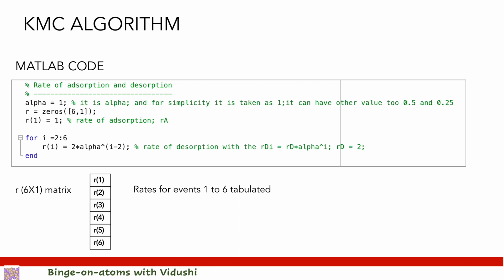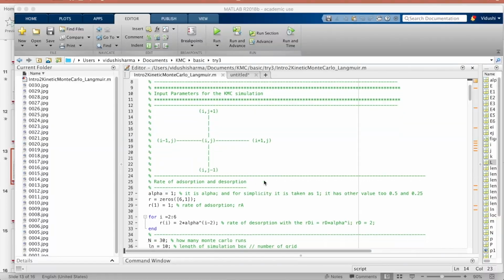This matrix, as I mentioned, contains the rate of events. R1 is the rate of atom adsorption. It's declared as 1 over here. And then R2 to 6, defined by a for loop, are the rates of atoms desorbing in the events 2 to 6. I minus 2 here denotes the number of neighboring atoms. This follows the previous formula of Rd_i equals Rd into alpha to the power I.